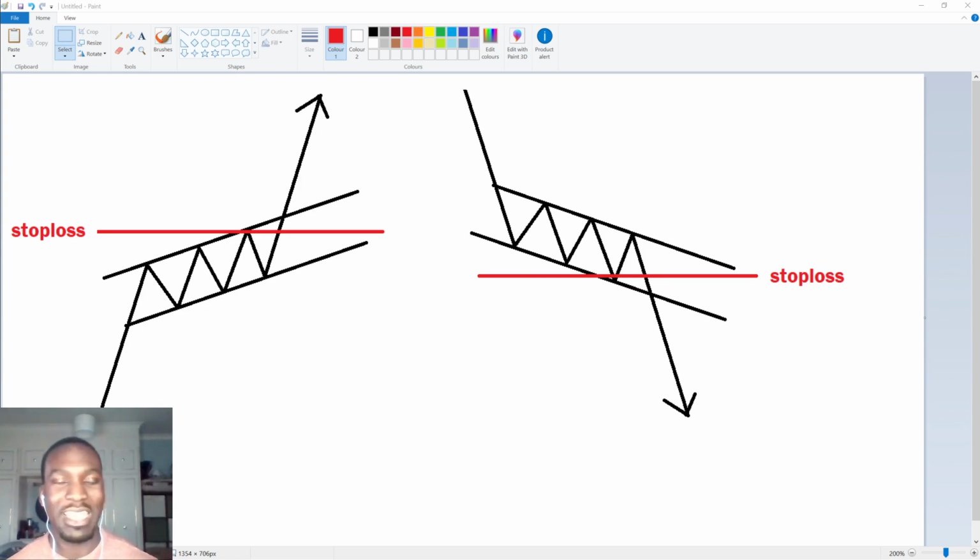Now, this is probably one of the easier chart patterns to both identify and also to trade, because it's not very complex and they're very easy to identify. Let me get straight into it.